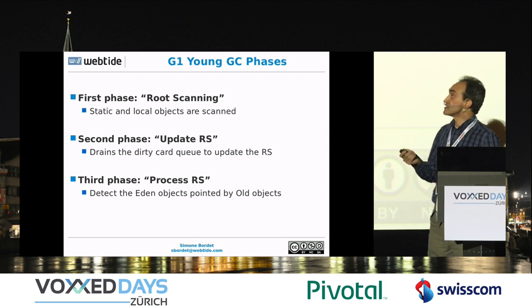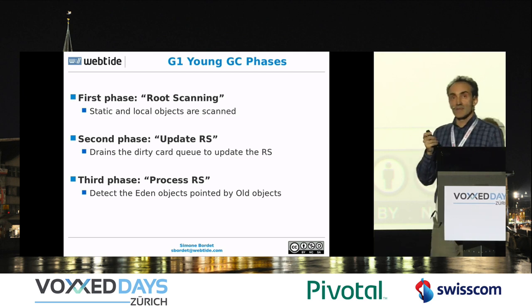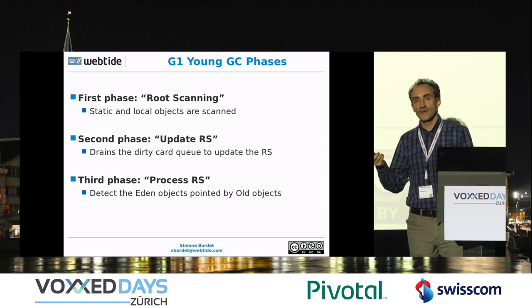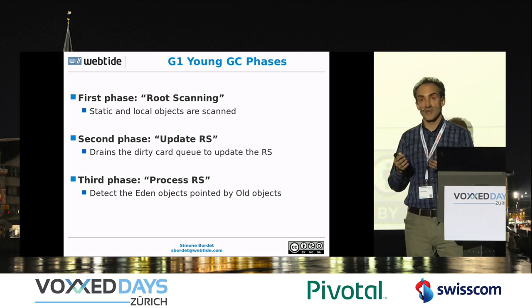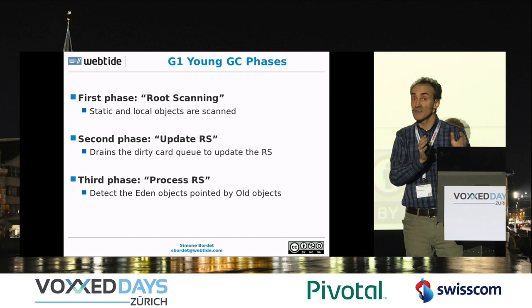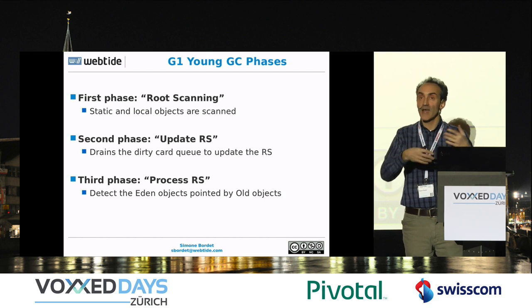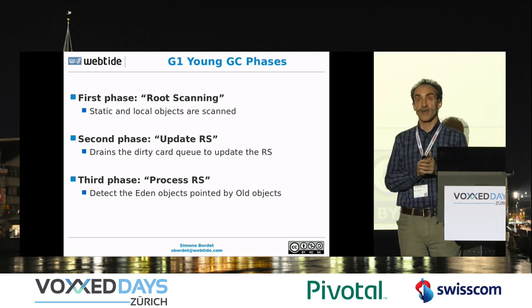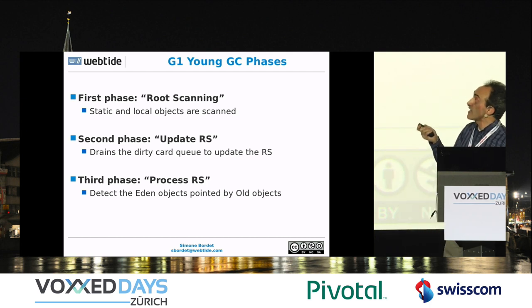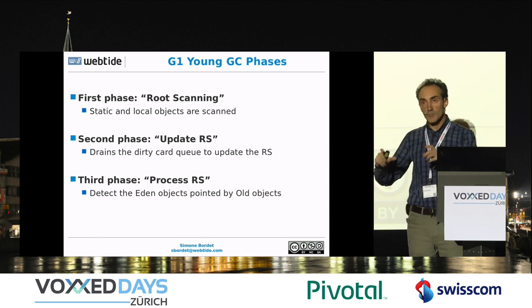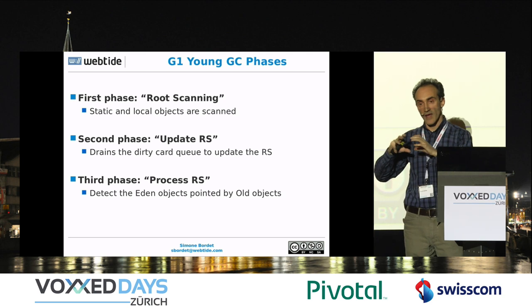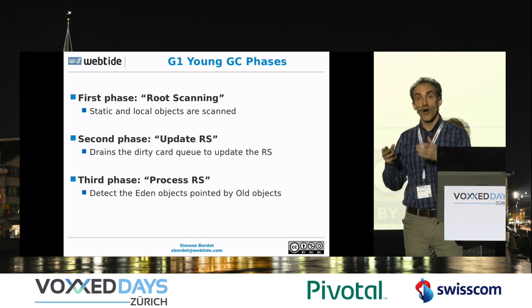The second phase is updating the remember set. Remember the queue, the dirty card queue? It may be, for example, that my application doesn't change references very often, so all the changes are still in the white zone of the queue. Or maybe a thread has been spawned to help update the remember set, but hasn't finished yet. There are still entries in the dirty card queue. So this phase is basically about draining the dirty card queue and updating the remember set, in order to have the remember set give a consistent view of who is pointing to that particular eden region.